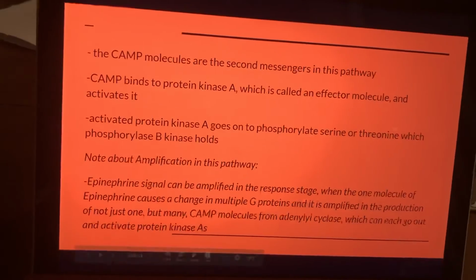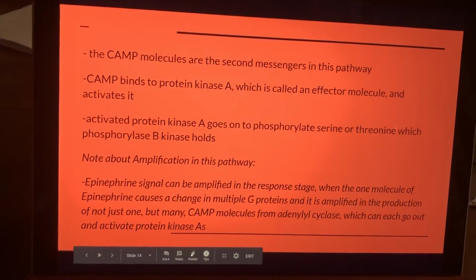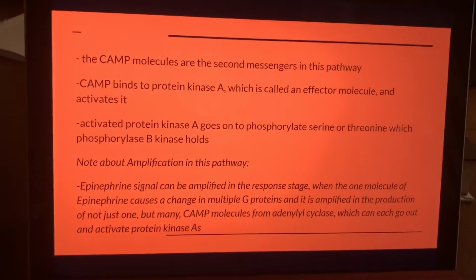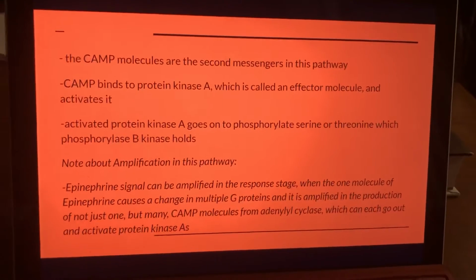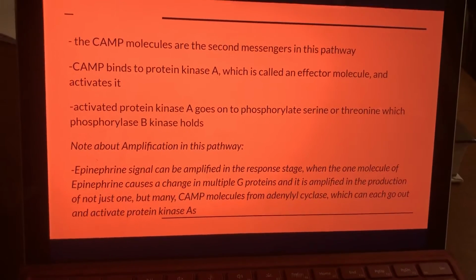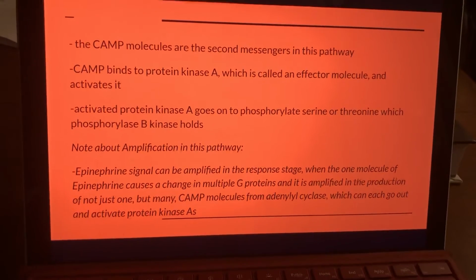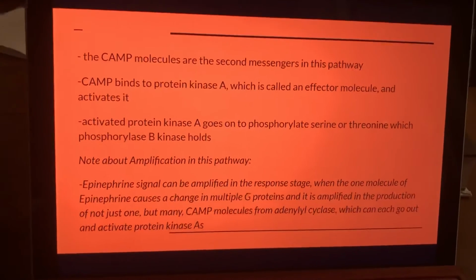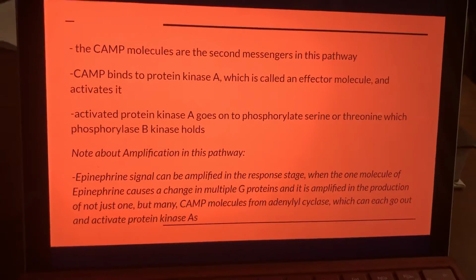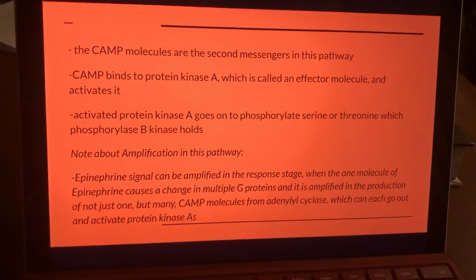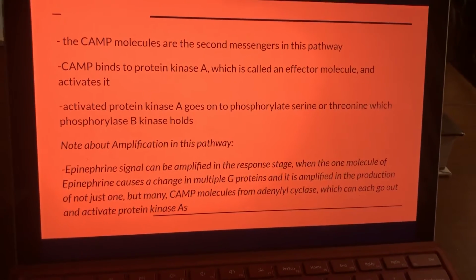for use again. The cAMP molecules, cyclic AMP, are the second messengers in this pathway, and the cAMP binds to protein kinase A, which is called an effector molecule in a pathway, and activates it. And activated protein kinase A goes on to phosphorylate serine or threonine, which phosphorylase B kinase holds.